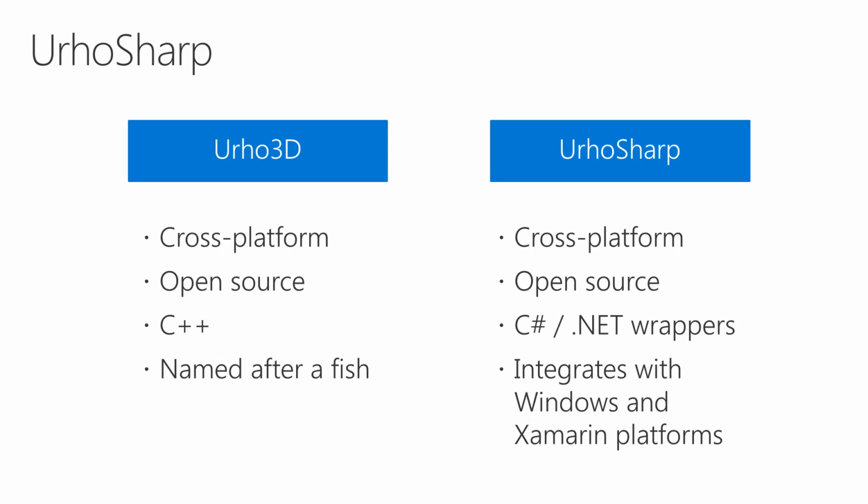UrhoSharp is a C# and .NET wrapper on the Urho3D graphics platform. People are often curious about the name. Urho is a Finnish given name that means brave, but apparently Urho3D was named after a brave fish named Urho. The big difference between Urho3D and UrhoSharp is that Urho3D has a C++ API, while UrhoSharp has a C# API, although you'll see that some of the UrhoSharp APIs still bear scars of their C++ heritage.